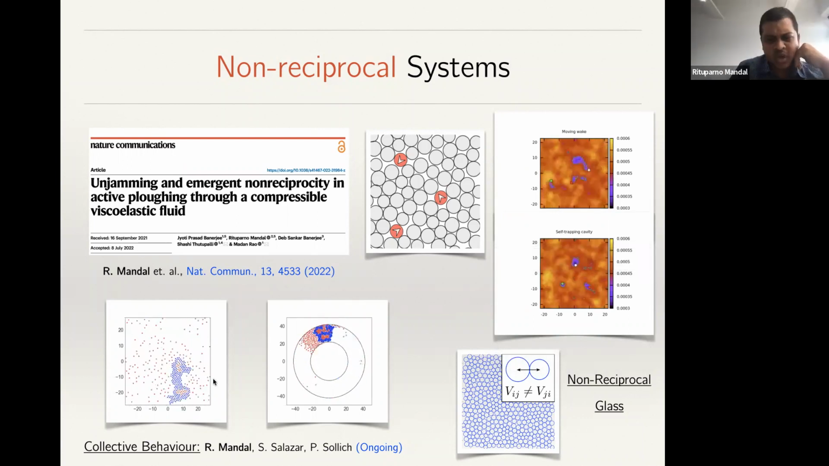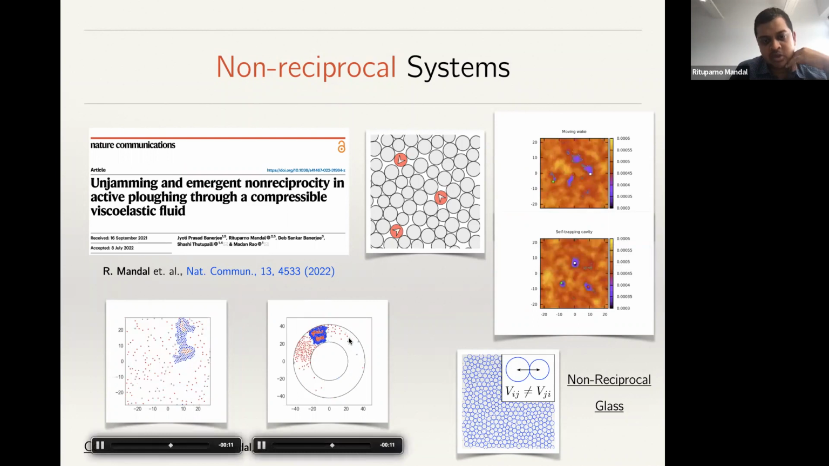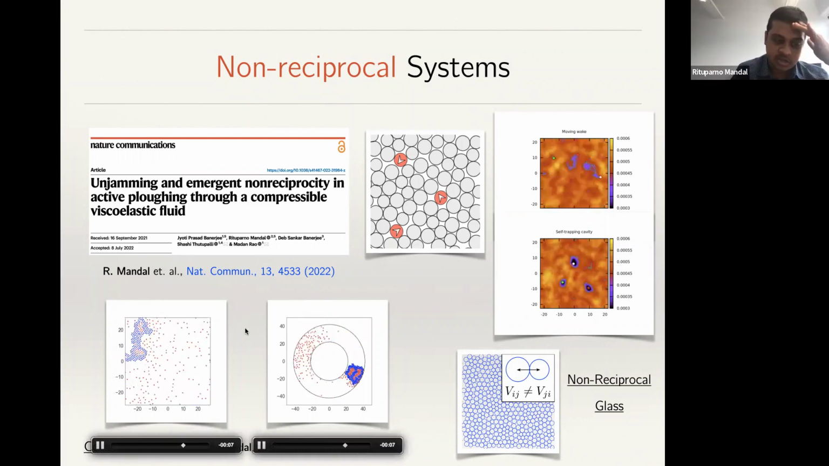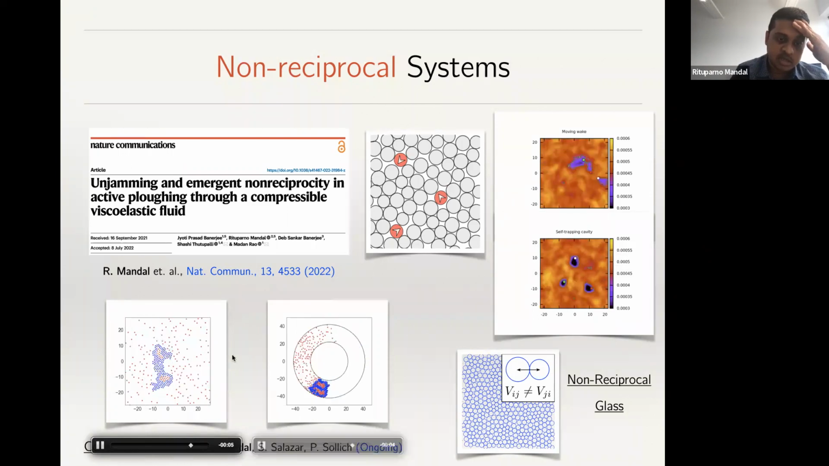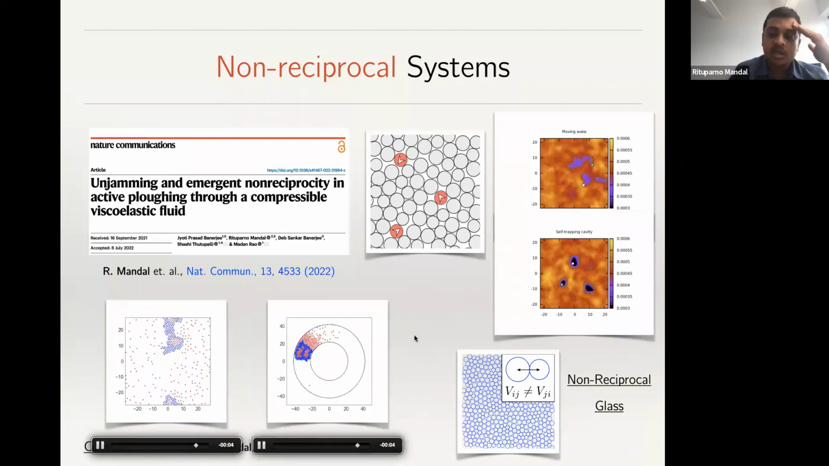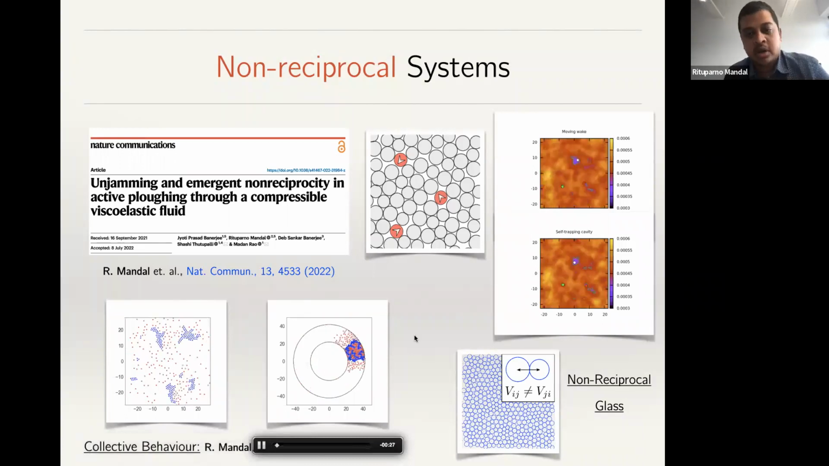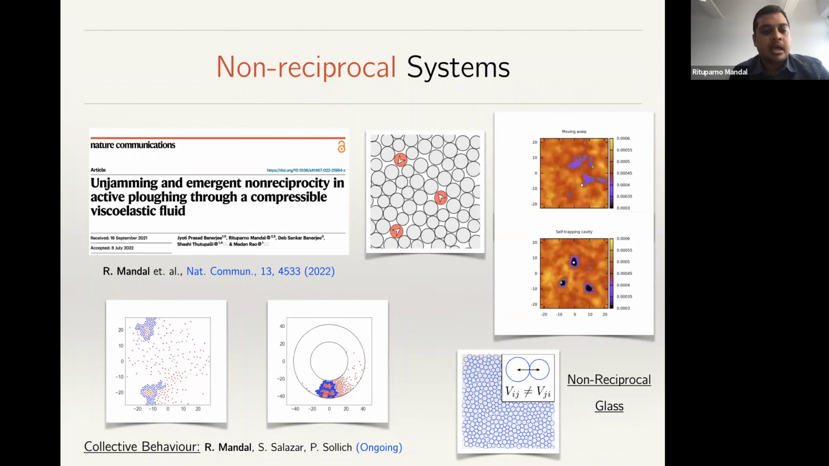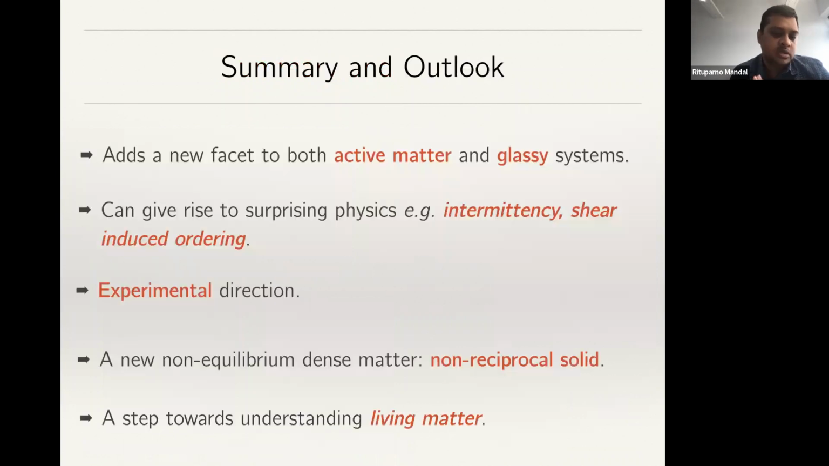We're also trying to look at the collective behavior of such non-reciprocal mixtures. If you take a bunch of non-reciprocal particles and put them in a confinement, how do they behave collectively? But the main interesting thing that I want to look at in future is how such non-reciprocal behavior affects the slow relaxation of these non-equilibrium solids, such glasses.